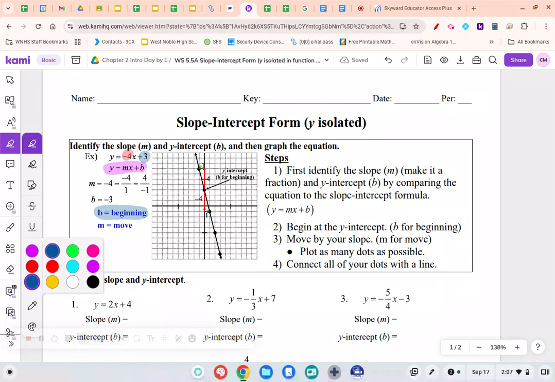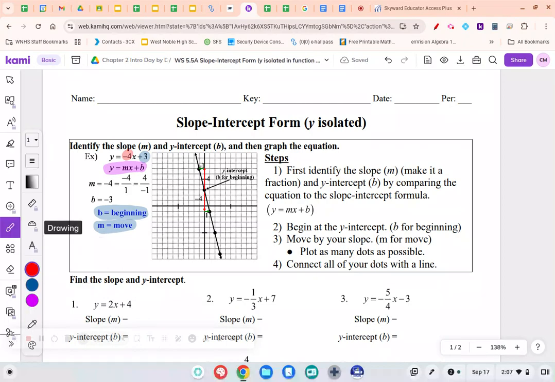That's not actually what that means. This is just to help you remember. And then your m, your slope, means how you move. So on this problem, we begin at 3 on the y-axis. It's the y-intercept. And then you move your slope amount.